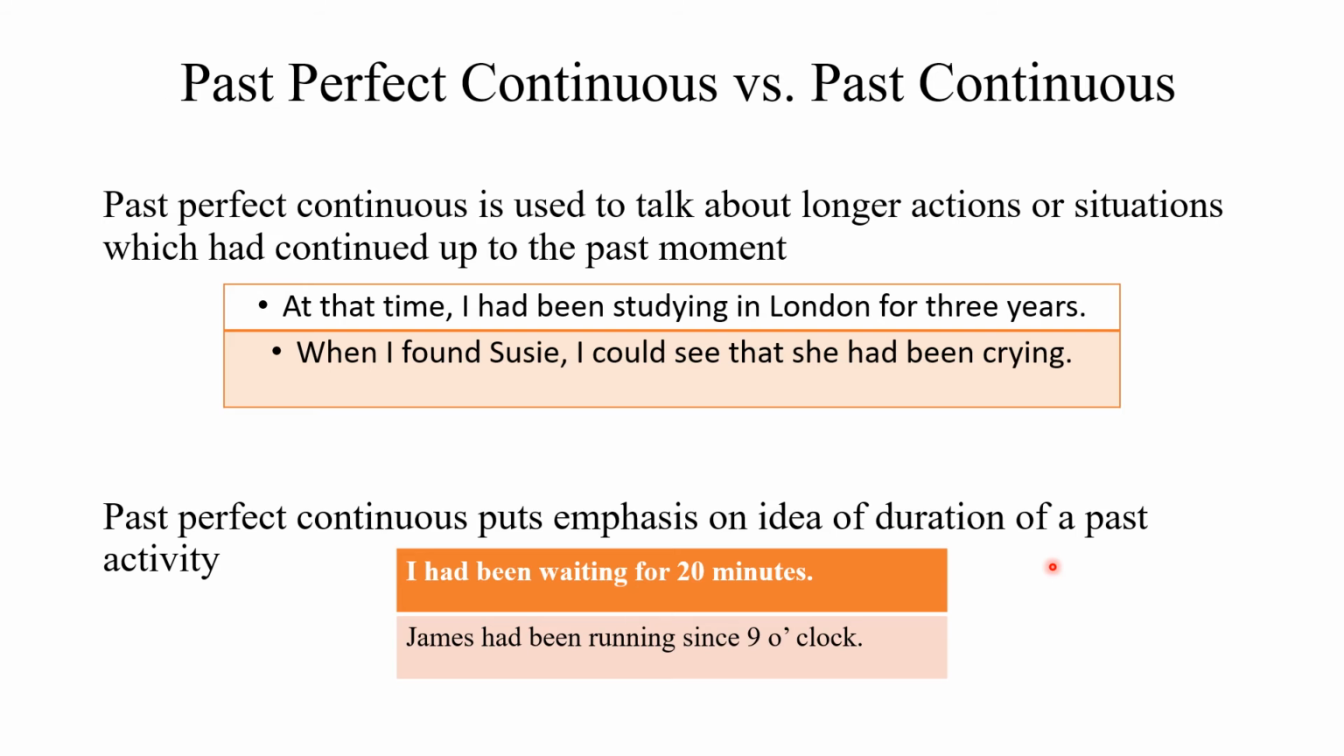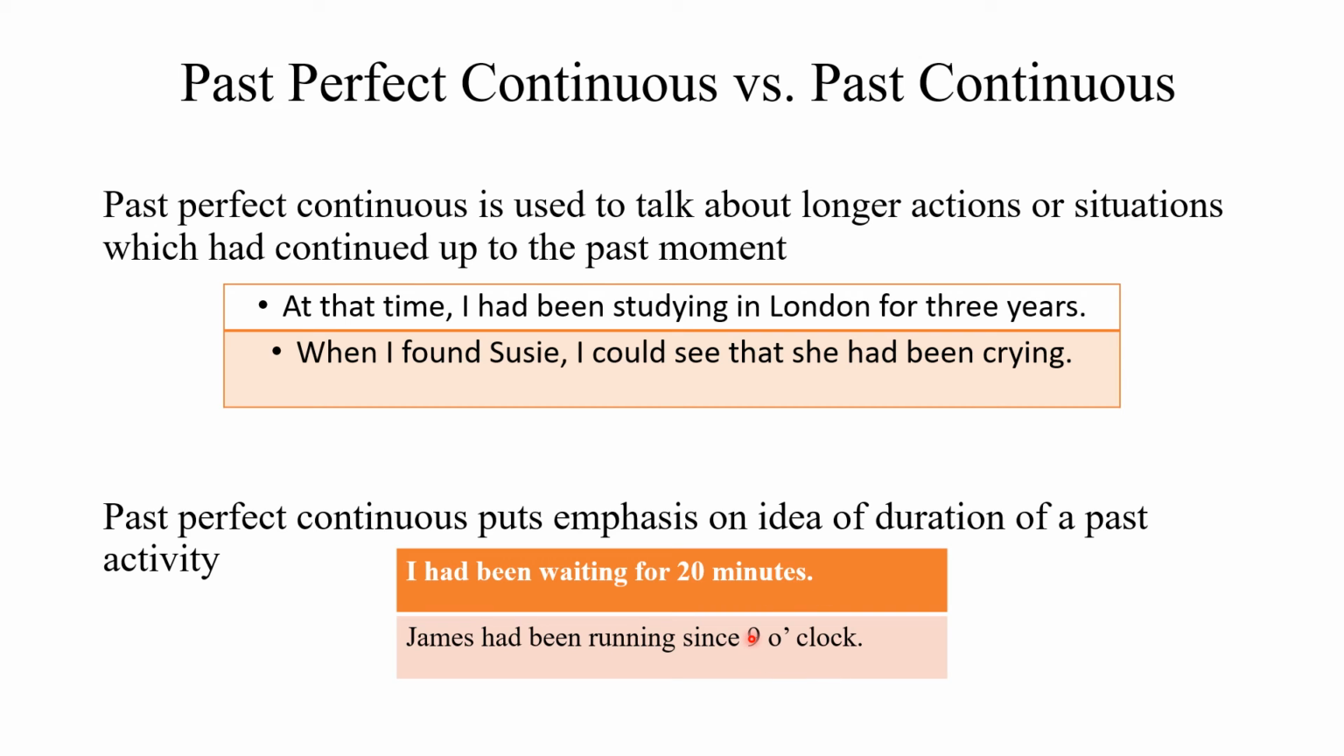For example, I had been waiting for 20 minutes, or James had been running since 9 o'clock. In both these examples, with the use of the past perfect continuous tense, we have emphasized the duration of a past activity.